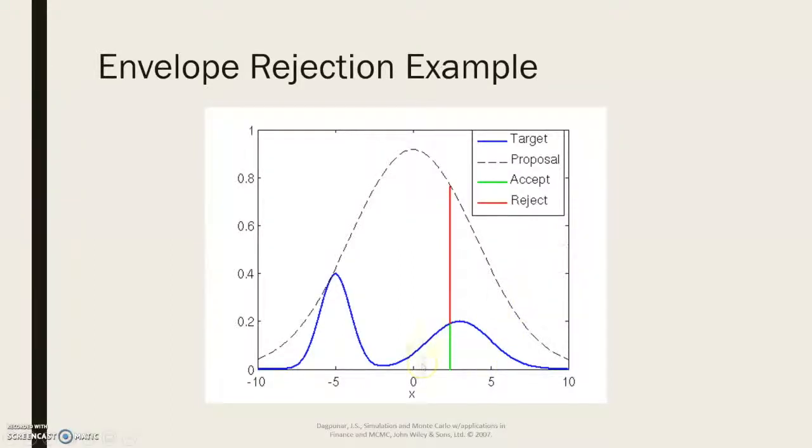And as we can see, our accept and reject, and this just shows rejection until you get an accepted variate.